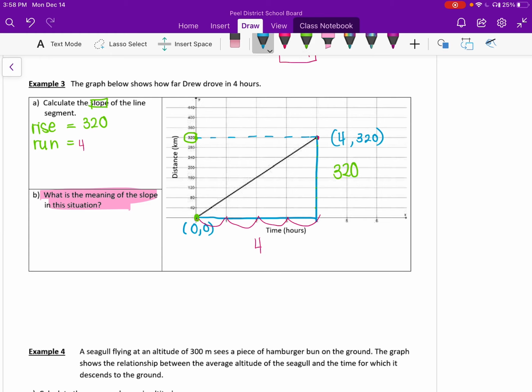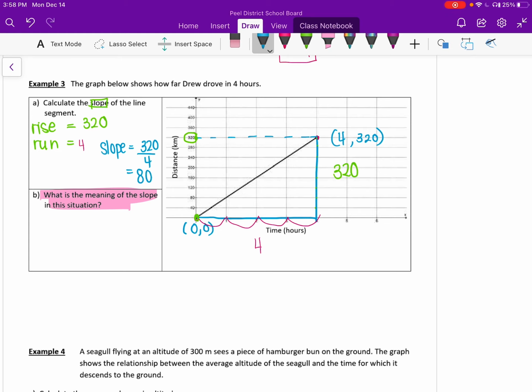So now my slope is equal to rise, which is 320, over run, which is 4. So I'm just going to put that in. What's 320 divided by 4? Right? So 320 divided by 4 gives me 80. So that means my slope is 80.